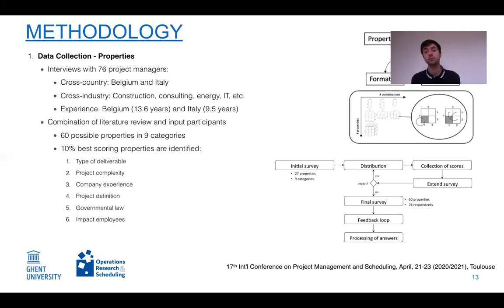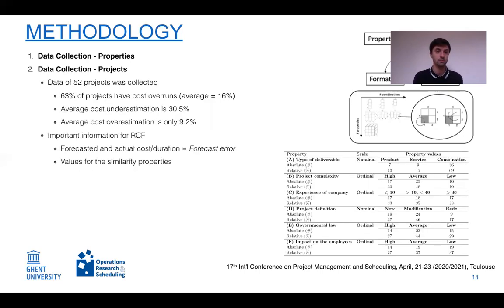And the best scoring properties here means the properties that according to our interviewees are best to measure similarity between projects. And those properties are the type of deliverable, project complexity, the company experience, project definition, the governmental environment of the project, and the impact of employees on the project outcome.